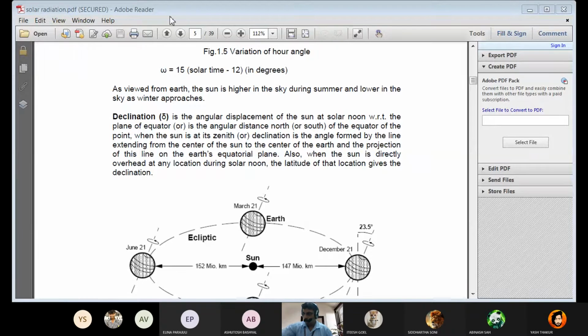Okay, so we will continue with the topic Sun-Earth angle relation. Why are we studying this topic? What is the need?